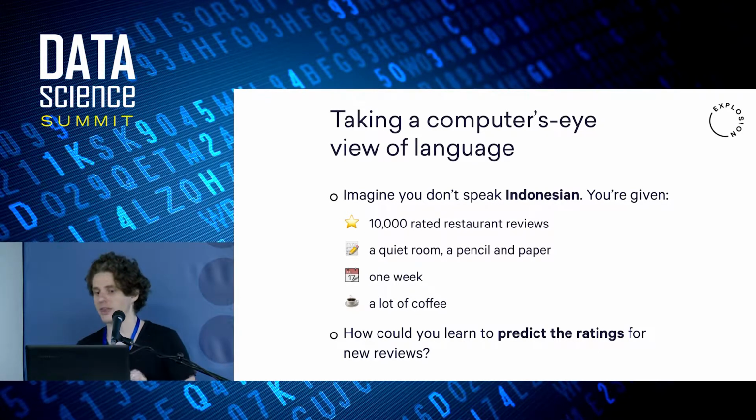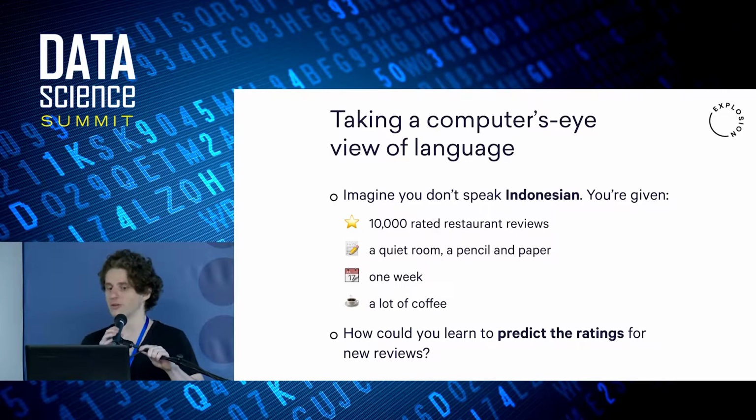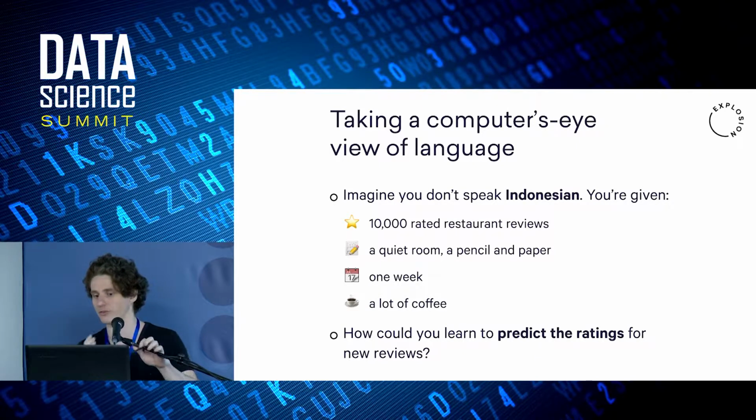So on that note, imagine that you're implementing an algorithm yourself. You're going to give yourself this task, and you need to come up with a system that's going to solve it. Imagine that you don't speak Indonesian, and you're given a bunch of rated restaurant reviews in this language that you don't speak, and you're given a quiet room, a pencil and paper, a week, and a lot of coffee. So how can you predict the ratings for the new reviews? What could you do here? What sort of system could you come up with?